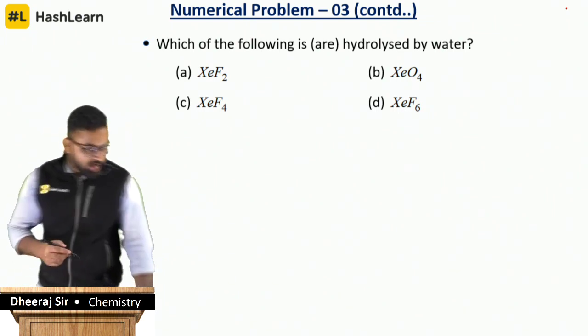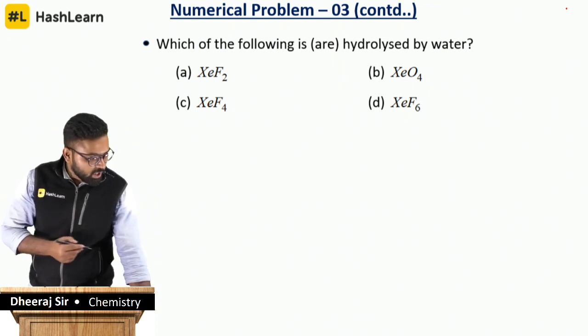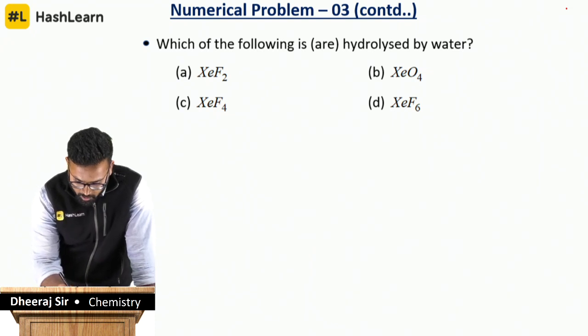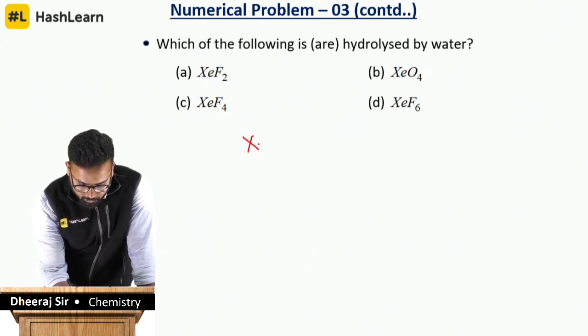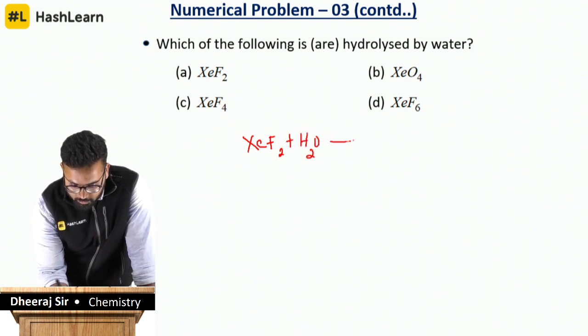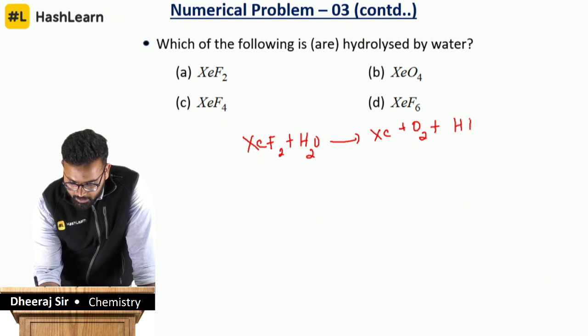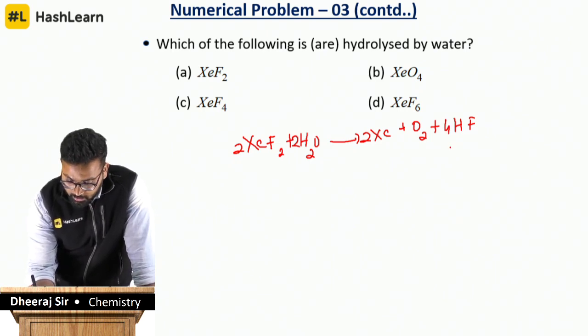Let me start writing the reaction. Meanwhile, others can start working on it. Yogesh says it's D as well as A. I'll start writing the reaction. That should be able to throw you a little more light on these reactions. So if you take XeF2, so XeF2 plus water, that's normal XeF2 plus hydrolysis, should be able to give you Xe plus O2 plus HF. If you are trying to balance the reaction, it will be 2 moles of XeF2 plus 2 moles of H2O, giving you 2 moles of Xe plus 4 moles of HF.